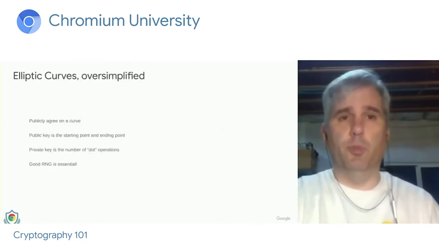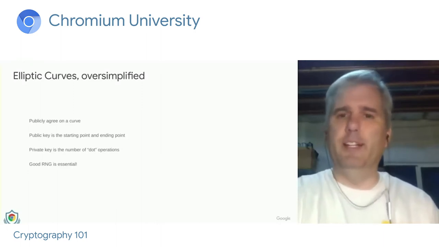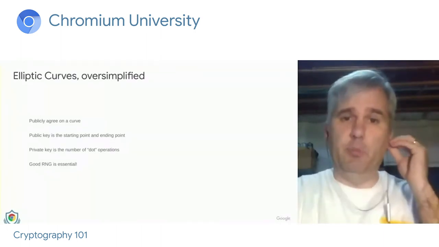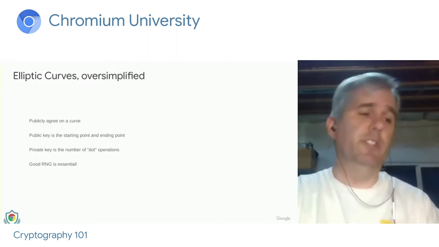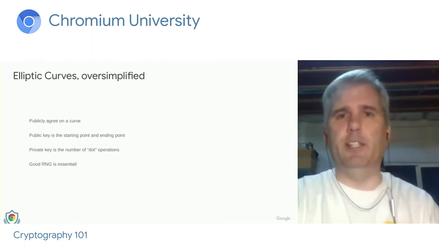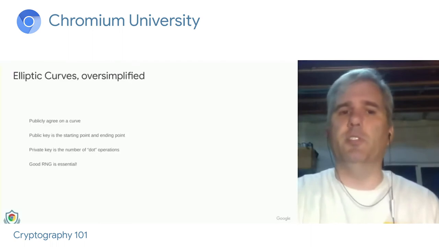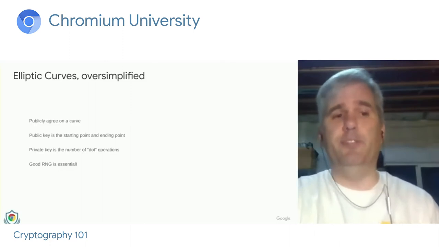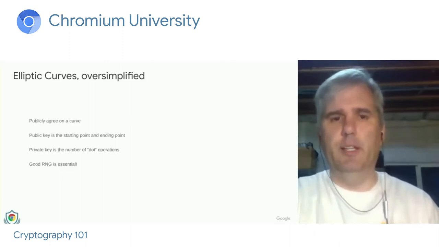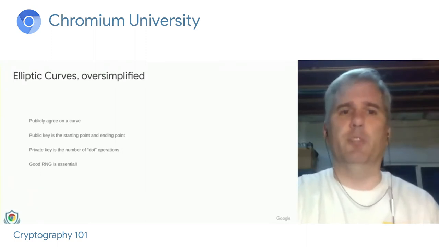So to grossly oversimplify it, we agree on a particular curve. I pick a point and a random number, I dot the point that many times, and the number of times that I dotted it is the private part. The starting and ending point is the public part. You have to have a very good source of random numbers to pick that private key. Other than that, once you solve that problem, it's a pretty secure system. Nobody's figured out how to do it. And again, it's a discrete logarithm problem in an elliptic field instead of the integer field. But mathematicians don't know how to solve it short of brute force, trying every possible combination.